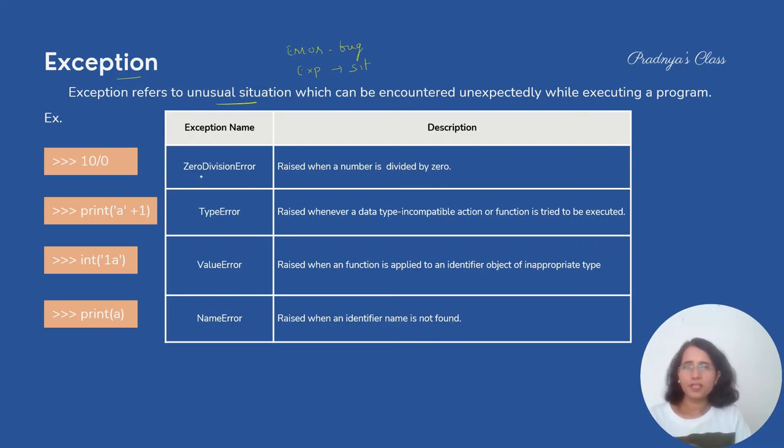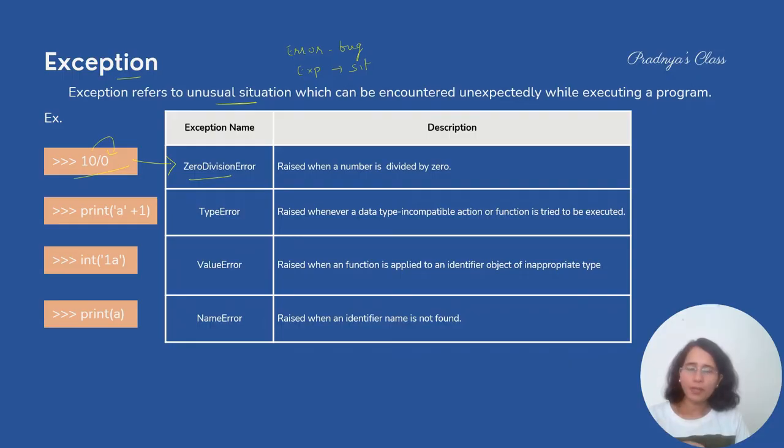The first one is ZeroDivisionError. This exception will be raised when you are trying to divide a number by zero. So check out here, when I'm trying to divide any number by zero, I will get this type of exception. The name is ZeroDivisionError, because you cannot divide any number by zero.